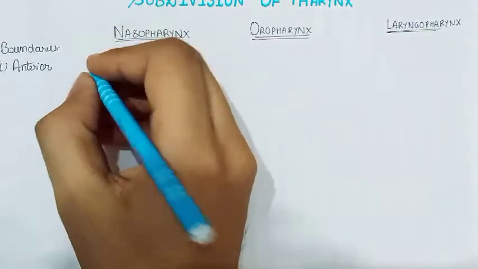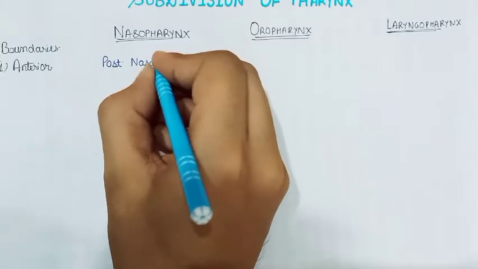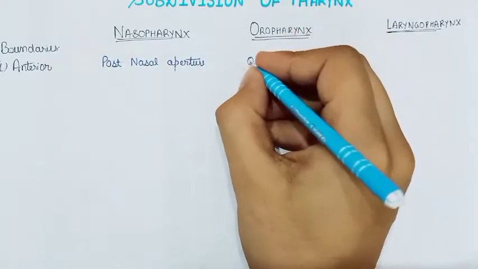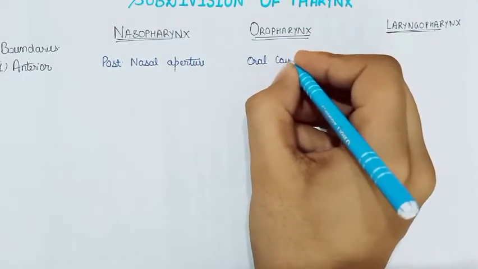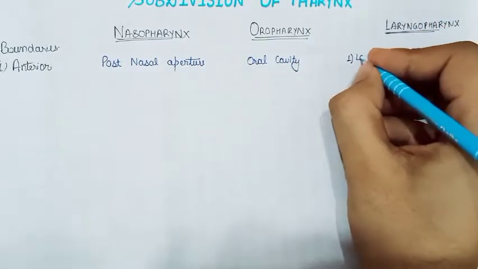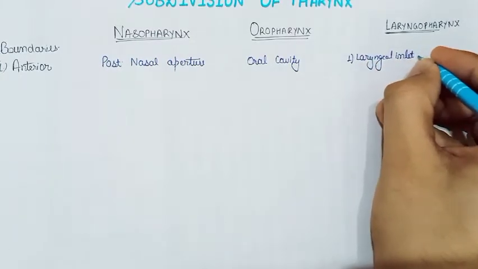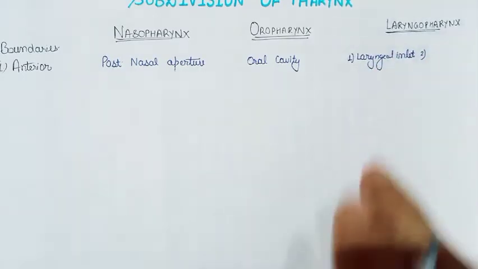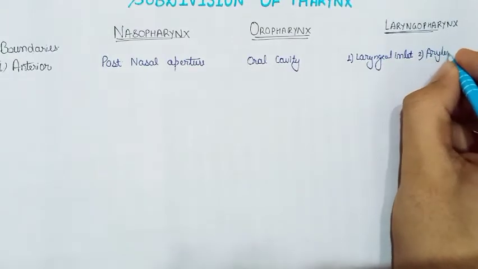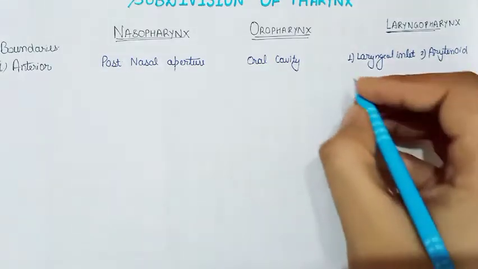So in the case of nasopharynx, on the anterior side we have the posterior nasal aperture. In case of oropharynx we have the oral cavity on the anterior side. And in the case of laryngopharynx we have three structures you should keep in mind, that is the laryngeal inlet or the inlet of larynx. We have the second structure, that is the arytenoid cartilage, and the third is the posterior surface of the cricoid cartilage.